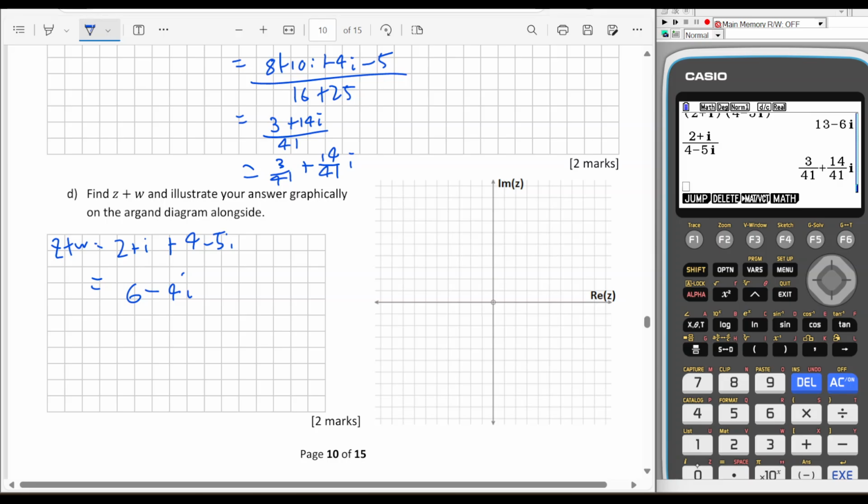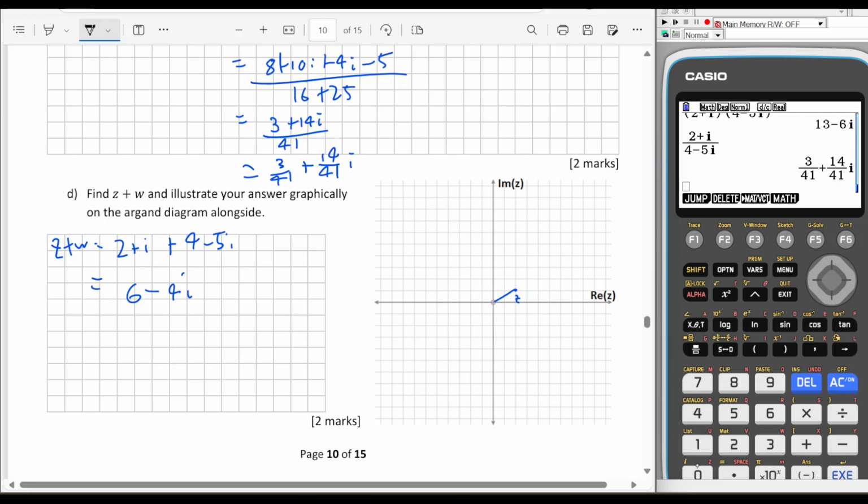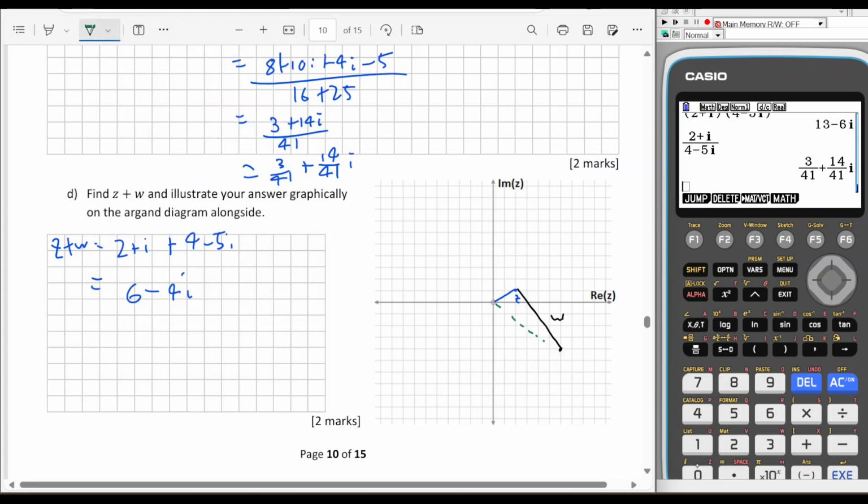And then if we look at this, z can be 2 plus i. So that complex number there is z. And w is 4 take 5i. So 1, 2, 3, 4, and down 5. So coming off the end of z there is w. Coming out from the end of z, you've got to be really careful about that, not coming out from the origin. And then this is z plus w there.